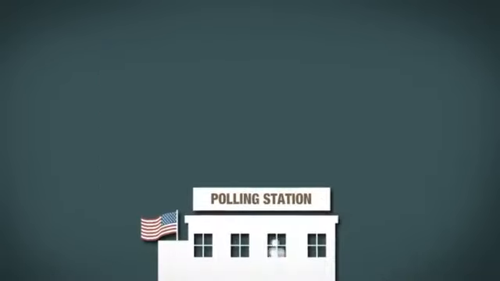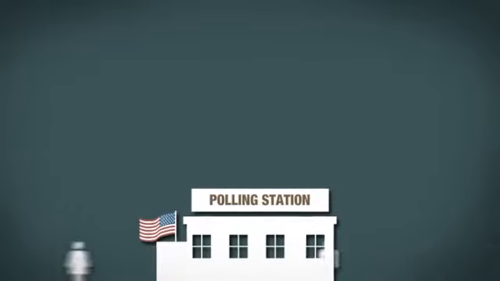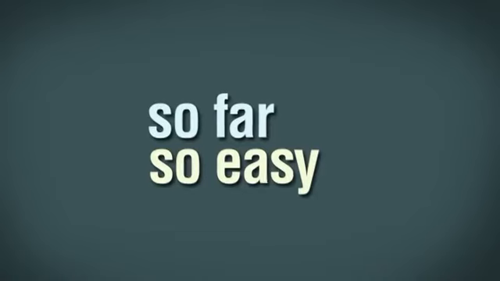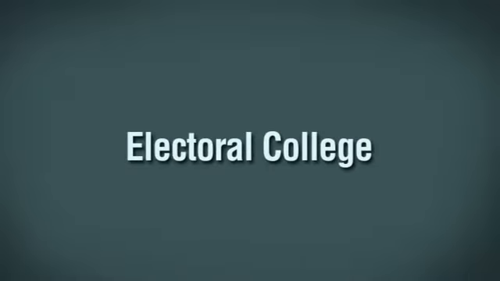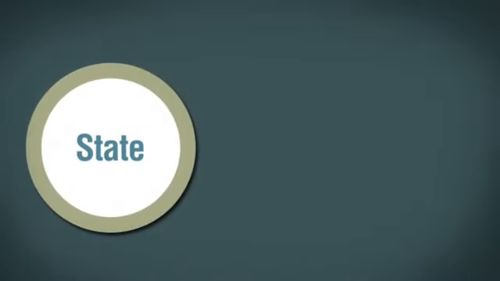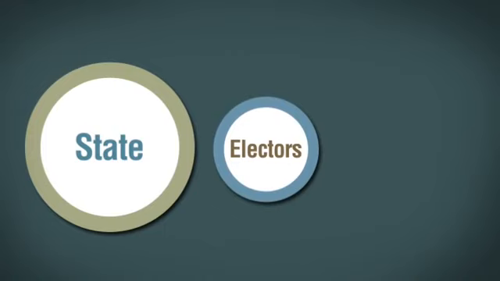When it comes to election day, the public go to the polls to vote for one presidential ticket. So far, so easy. However, the public don't vote directly for their choice of president. Instead, a system called the Electoral College is used. Each state is allocated a number of electors that will make the final choice.